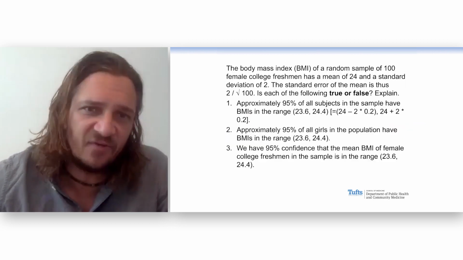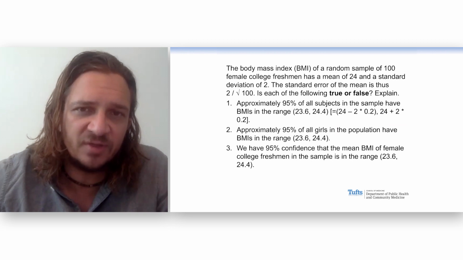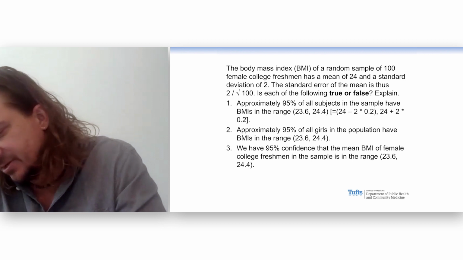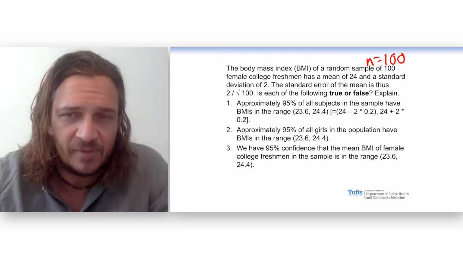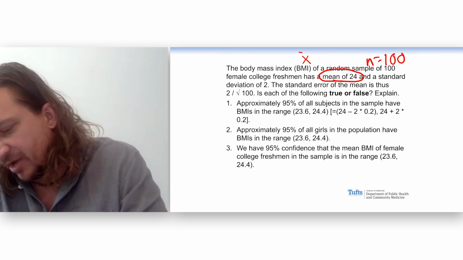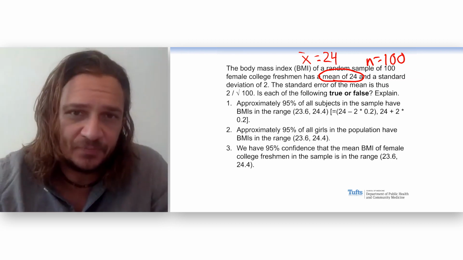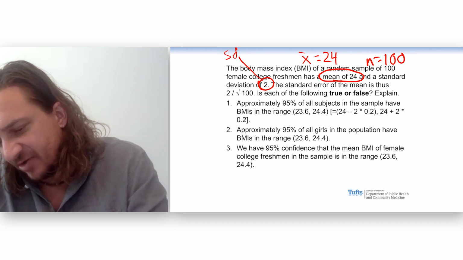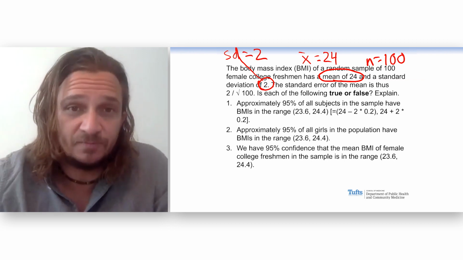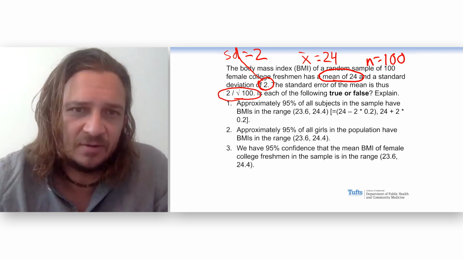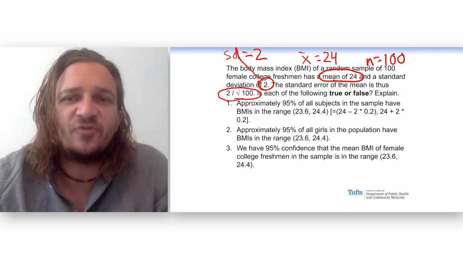So there's a set of questions that start out with a brief description. So we have a sample with a given sample size. Here, n equals 100. And we have a summary statistic, x bar equals 24. And we have the spread of that sample, standard deviation equals 2. We show you how to calculate the standard error of the mean. And then there's a set of true-false questions.